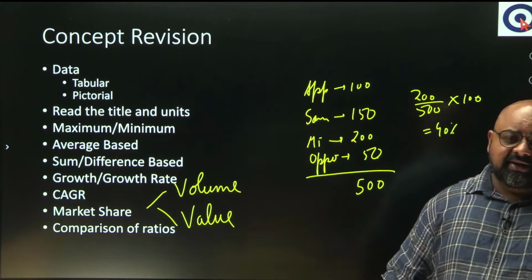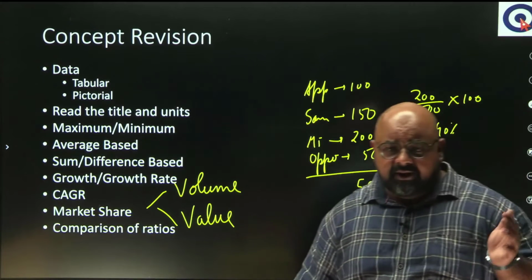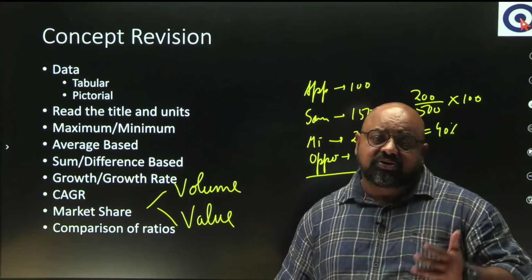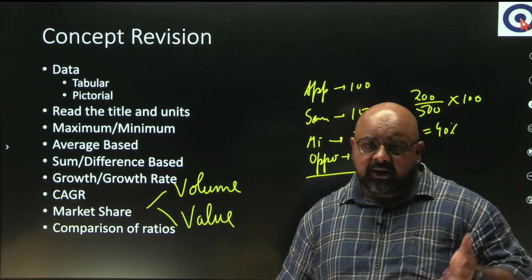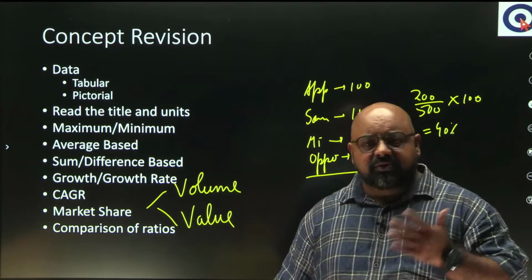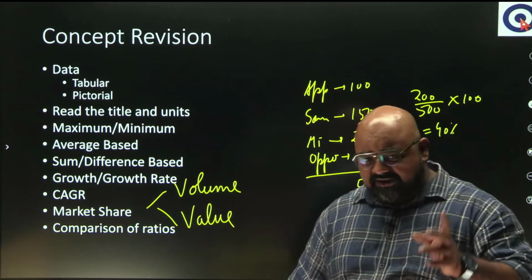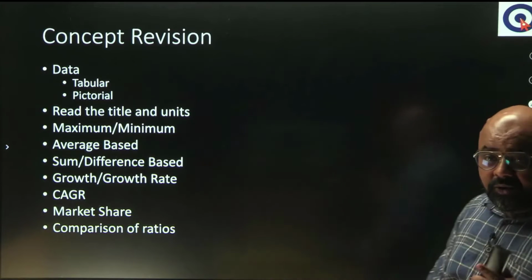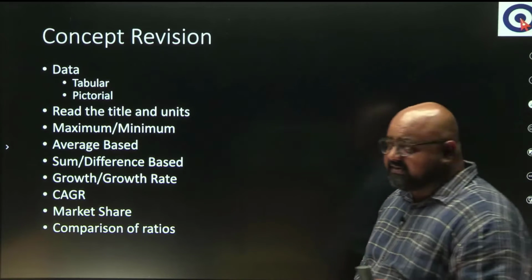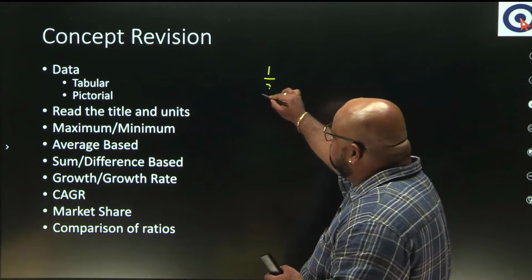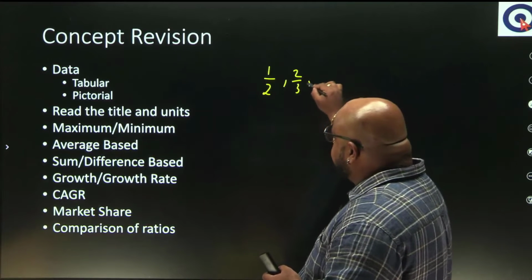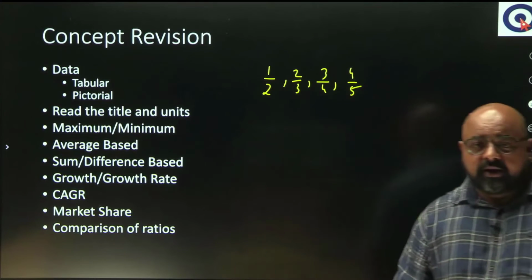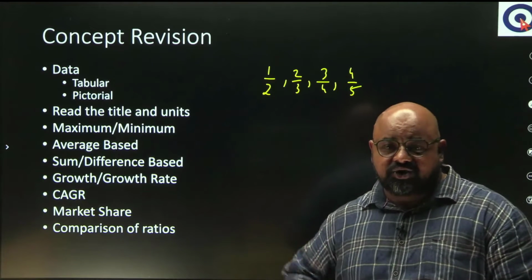Then is comparison of ratios. So typically in a line graph or a table, the question might ask you which year shows the highest growth rate, right? So you will calculate the growth and you will see which is the highest value. At this point, it is a good idea to talk about how to compare ratios. For example, if I say 1 by 2, 2 by 3, 3 by 4, 4 by 5, I ask you to arrange these ratios in ascending order.